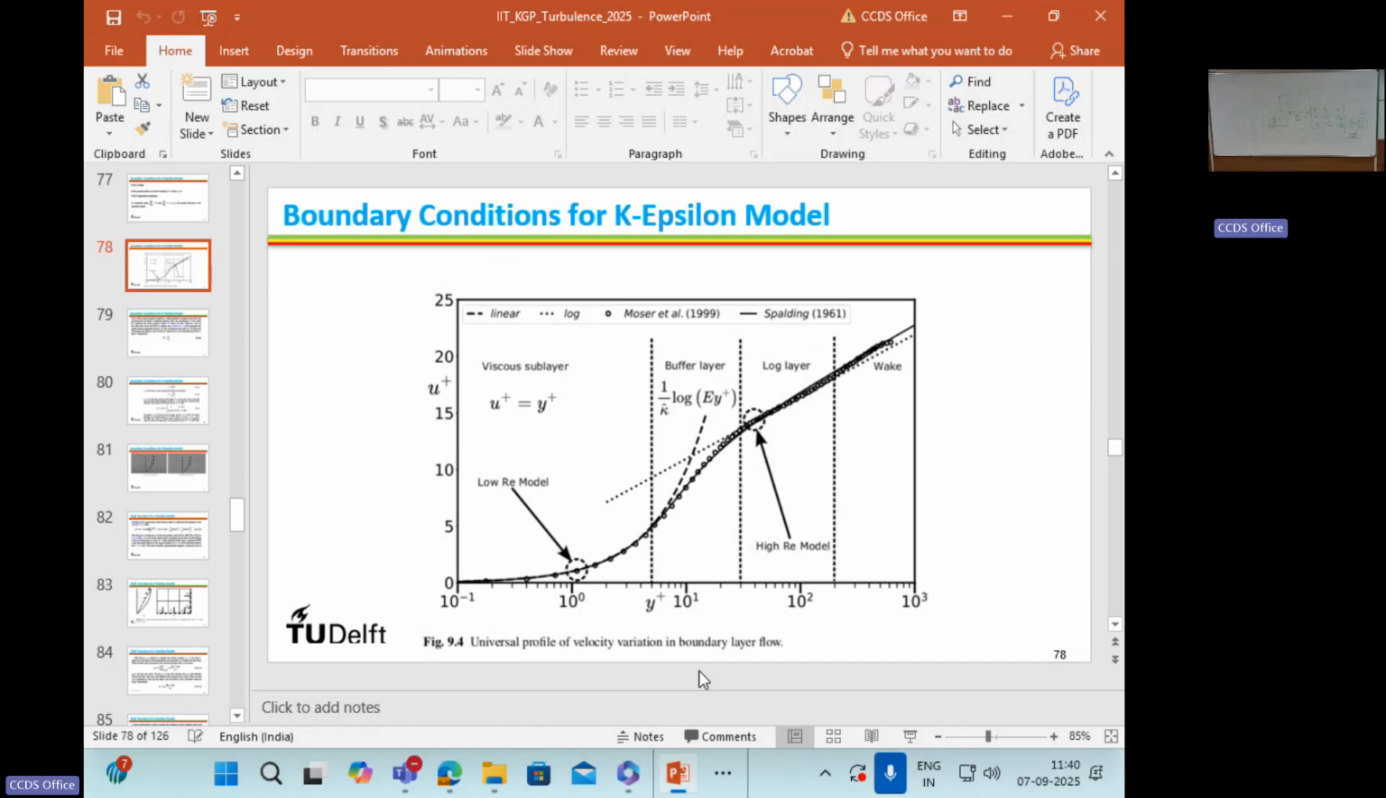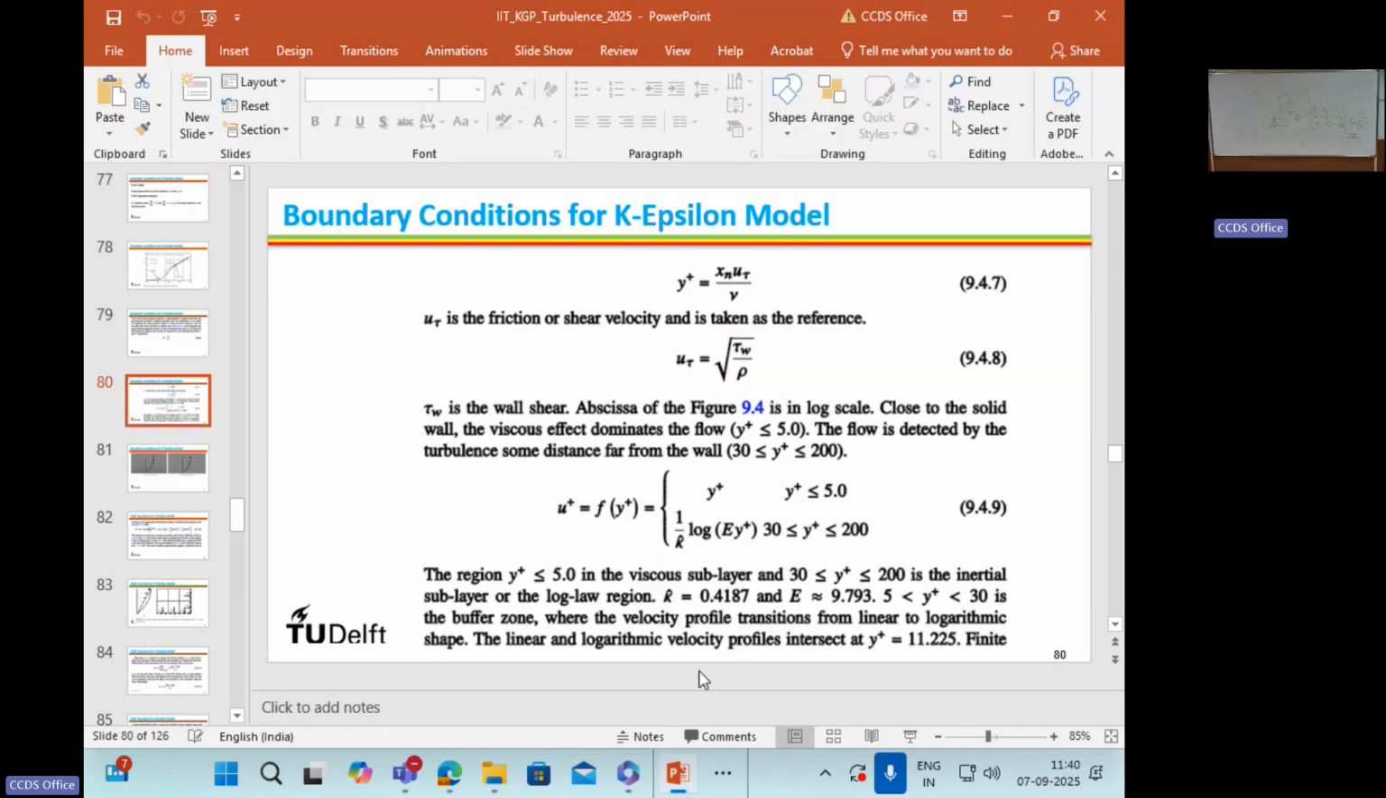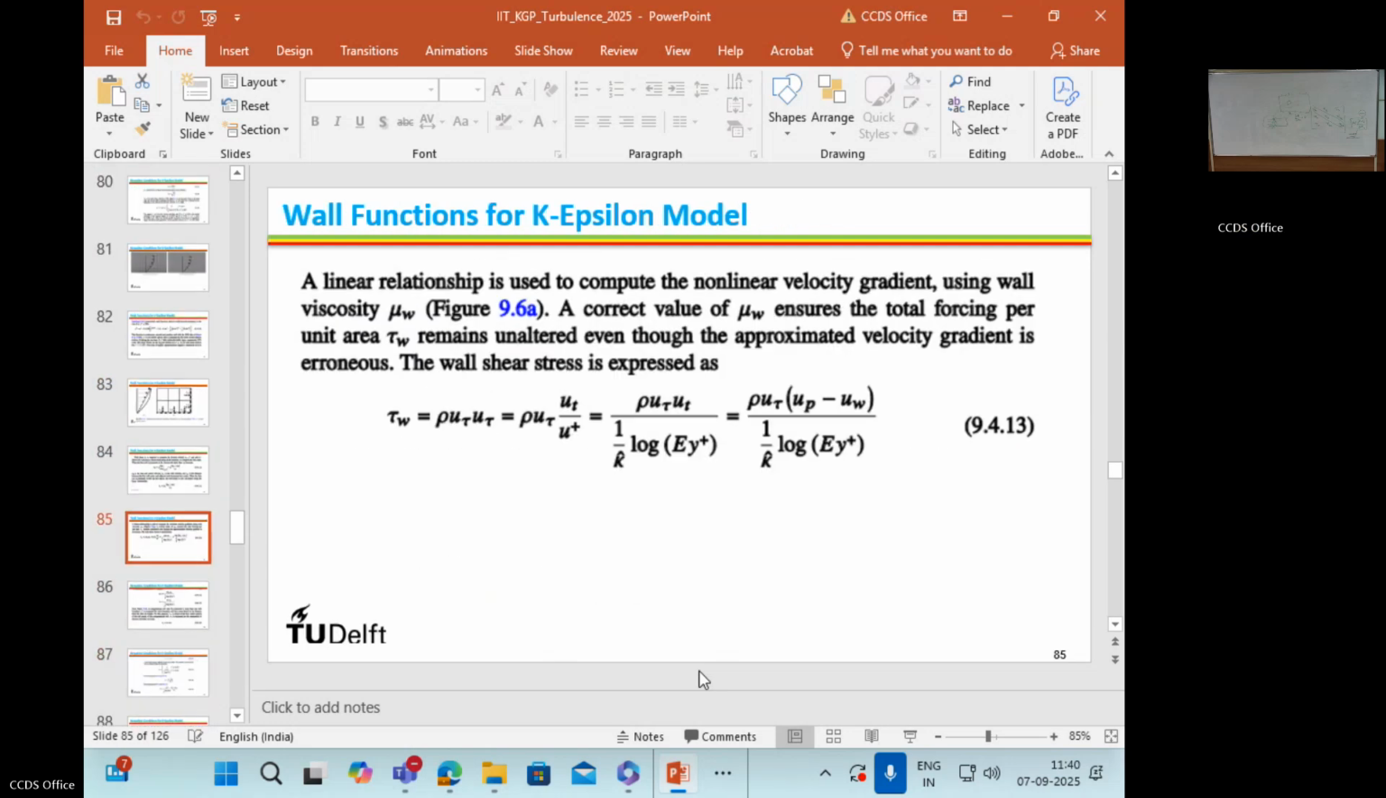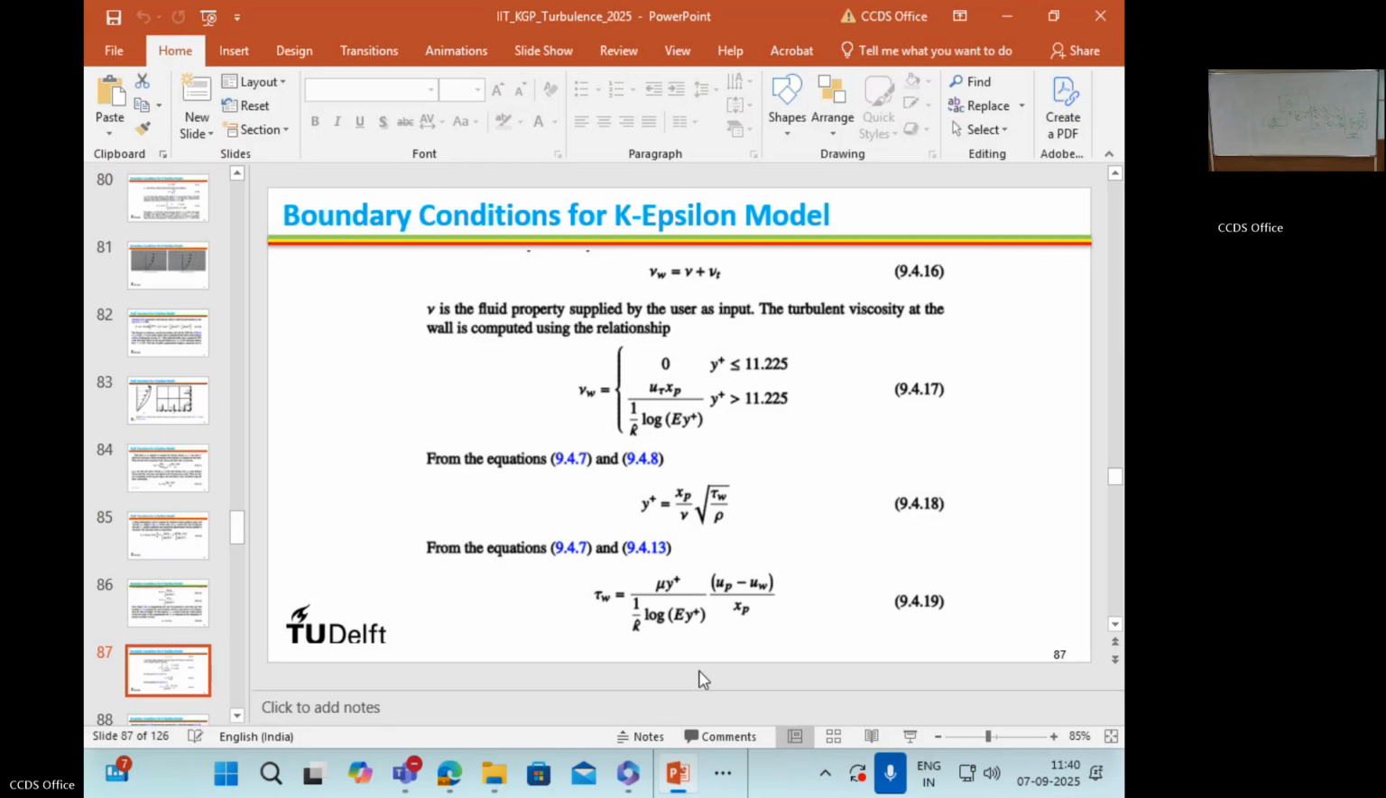So instead of going discretely from 5 to more than 30, in between things are not known. So what do commercial software do? If it is less than 11.225, you do this. If it is more than 11.225, you do that, right? They treat it so that if it is less than 11.225, they take a linear approximation. If it is more than 11.225, they use this approximation, the logarithmic approximation. Clear?